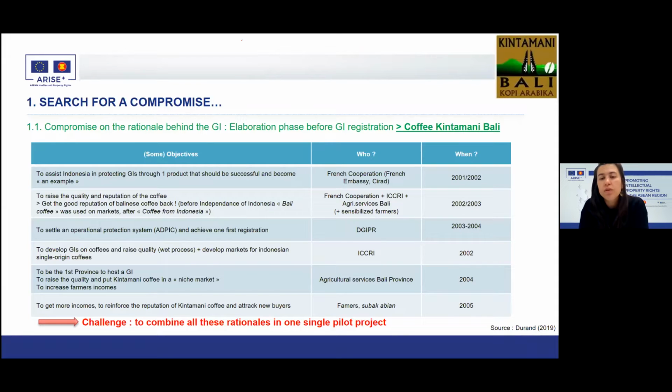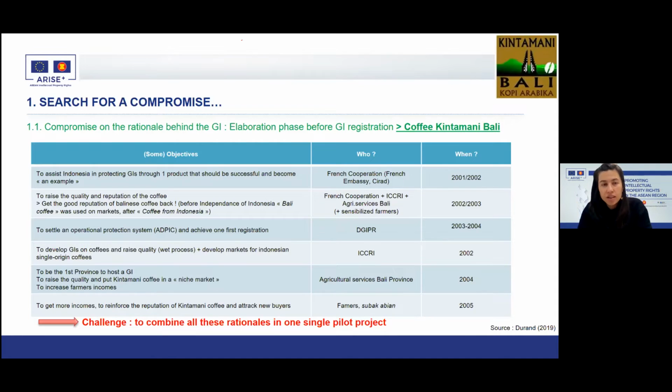And last but not least, the farmers' objectives, and also the Subak Abian, which are the farmers' organizations at village level, a very strong and important organization that are regulating a lot of aspects of people's lives in the village. They were expecting to get more income and to reinforce the reputation of Kintamani coffee and attract new buyers, because the years just before the project, they had some unsold coffee. So it was a big expectation for them.